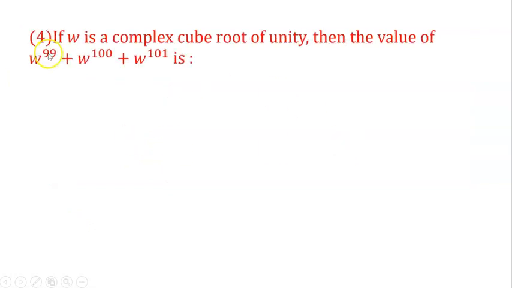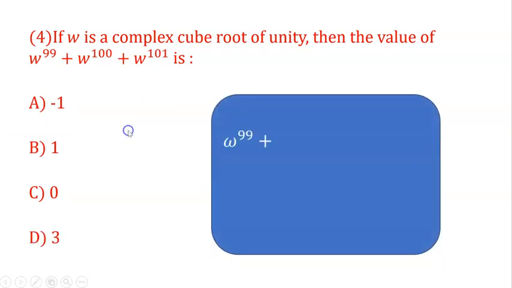If omega is a complex cube root of unity, then the value of omega raised to 99 plus omega raised to 100 plus omega raised to 101 is: first option A is minus 1, B is 1, C is 0, and D is 3. Now we'll simplify this.